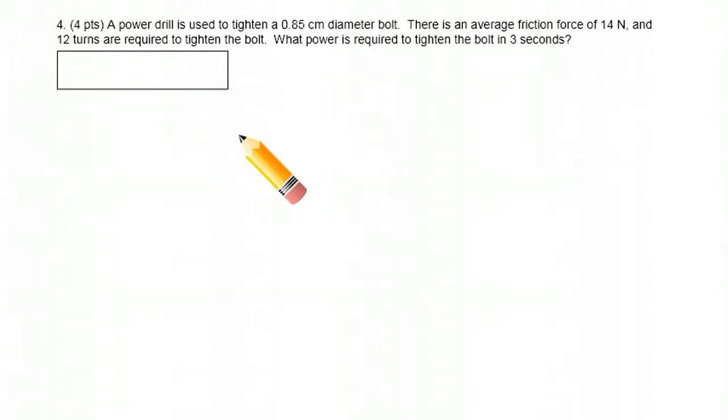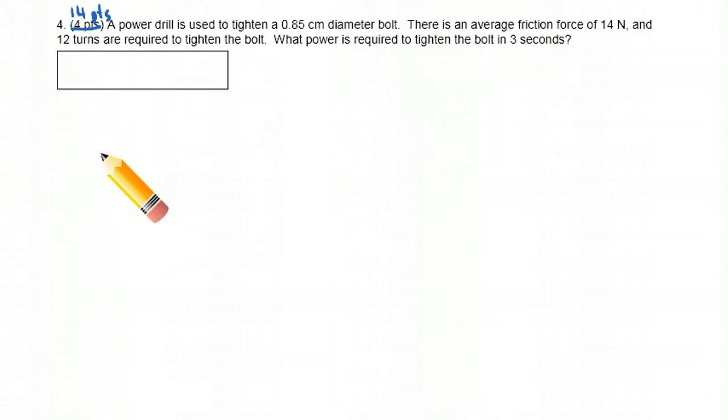Problem number 4. This is 14 points. That was a typo. It has a power drill tightening a bolt, with an average friction force and number of turns, and we want to determine the power required to tighten in 3 seconds.